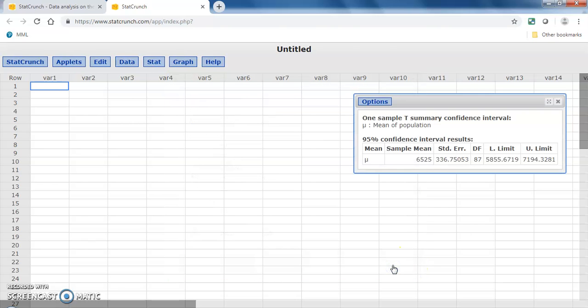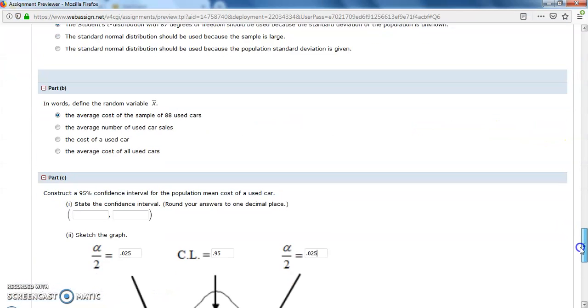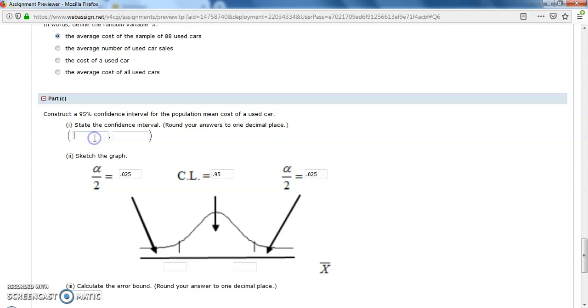So we have our lower limit, which is 55.6719, and our upper limit 7194.3281. So we'll enter that here. So we want to round to 2 decimal places, so 55.67, and 7194.33. And we're just going to take these same, I like to just copy and paste it here.